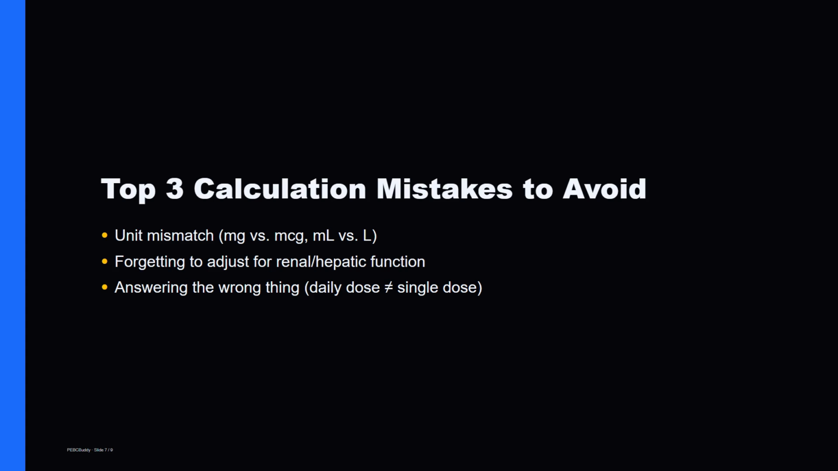Number 2, skipping clinical context adjustments. A question gives you a creatinine clearance result for a reason. If you ignore it and dose as if the patient has normal renal function, you'll pick the wrong answer. Number 3, answering the wrong question. The stem asks for the single dose and you calculate the daily total, or vice versa. Underline what is being asked before you start the math. These aren't knowledge gaps, they're attention habits, and habits are trainable.